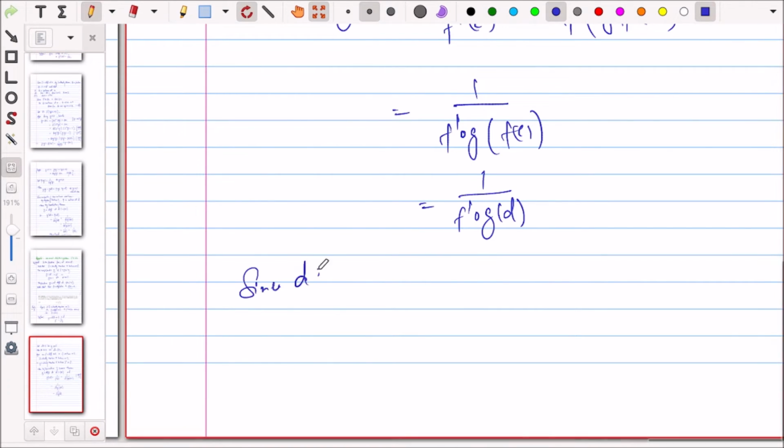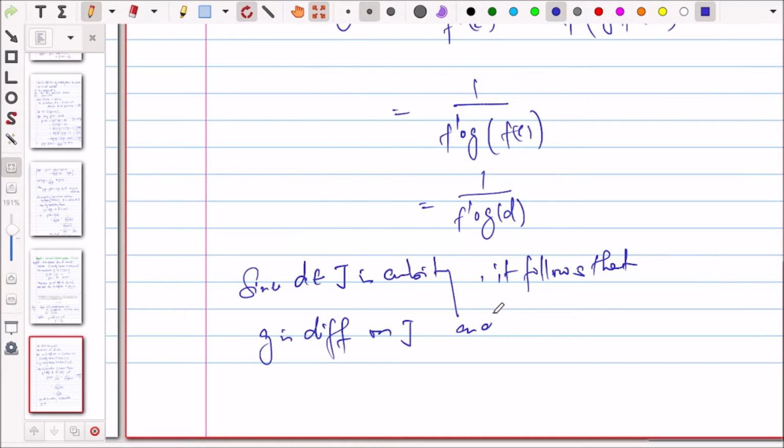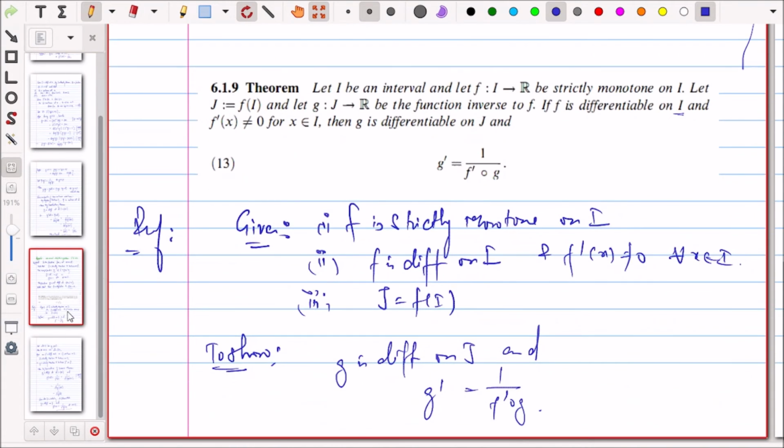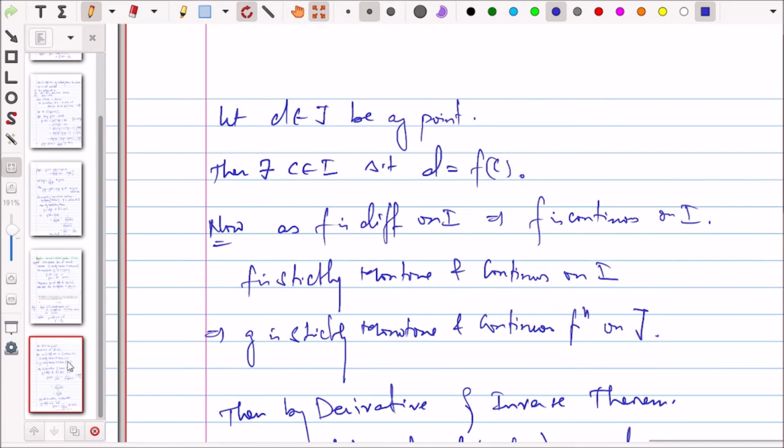So since d belonging to J is arbitrary, it follows that g is differentiable on J and g dash x is equal to 1 by f dash of g x for all x belonging to J. Is it fine? So we used the last theorem. Basically we used the continuous inverse theorem, because here strictly monotone was given, not continuity, but since f is differentiable, continuity comes automatically. From its continuity, that of g came, and this result came automatically. Is it fine? Yes, sir. Okay, fine.